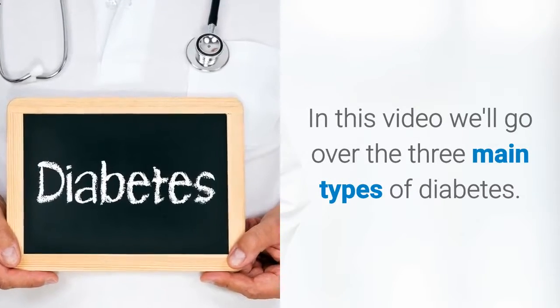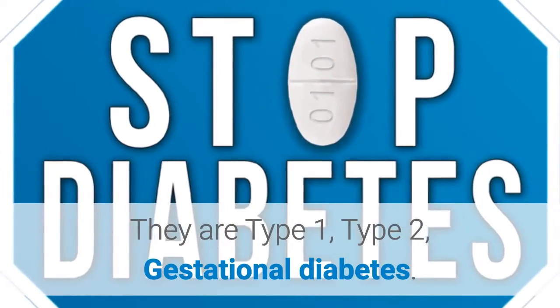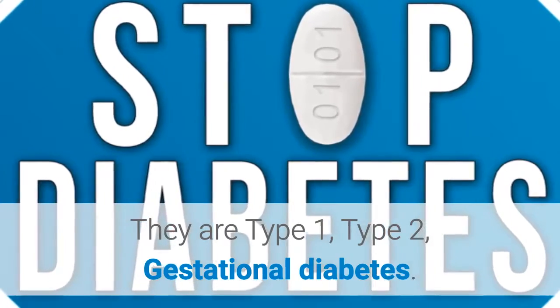In this video we'll go over the 3 main types of diabetes. They are Type 1, Type 2, Gestational diabetes.